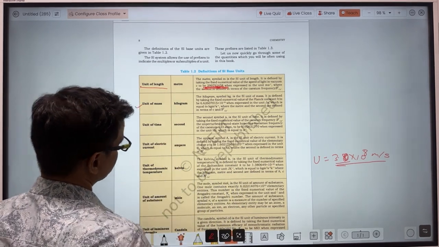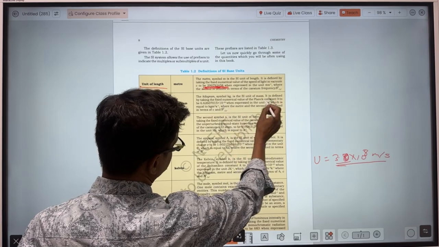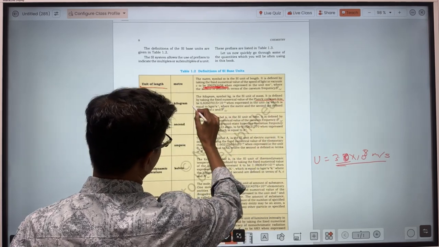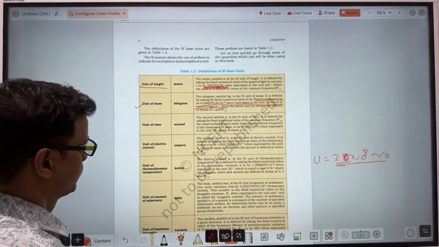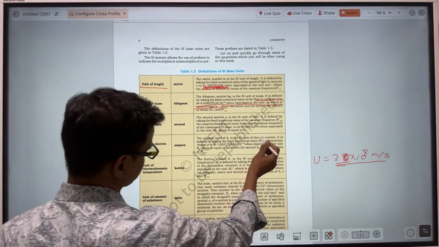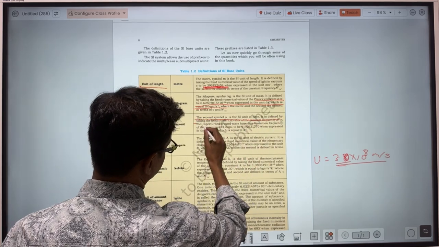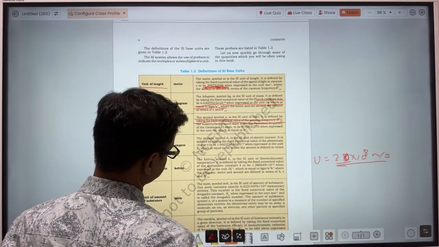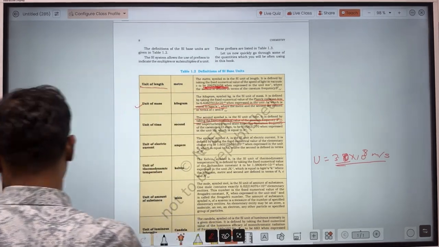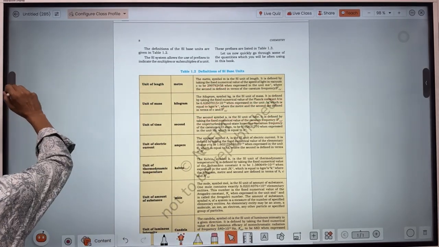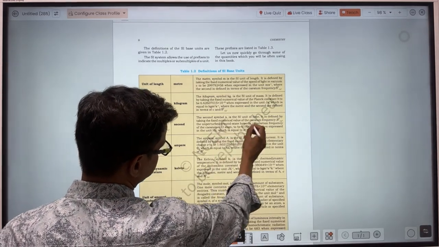Then after that is the unit of mass. Mass is defined by fixing the numerical value of Planck's constant h to be this much. Unit of time is based on oscillation. So 1 second here is taken by the cesium clock. Okay, for time, the cesium clock, this one is important.